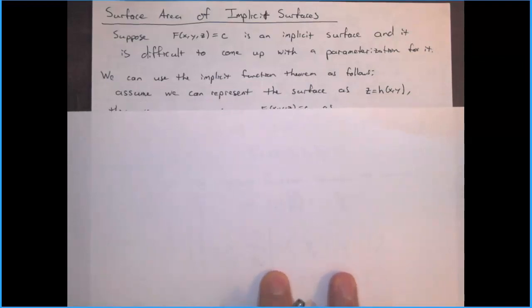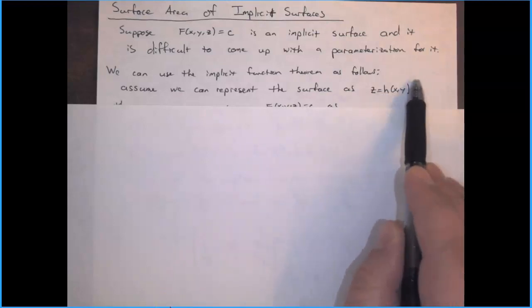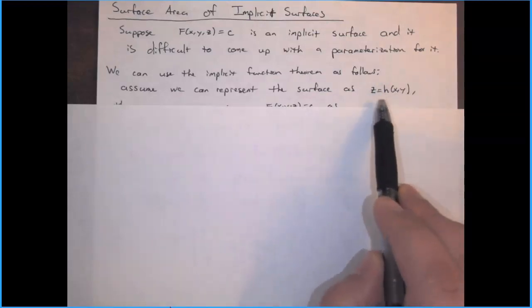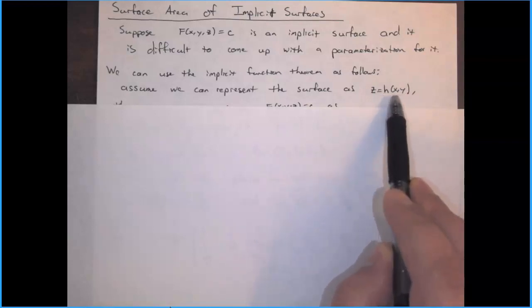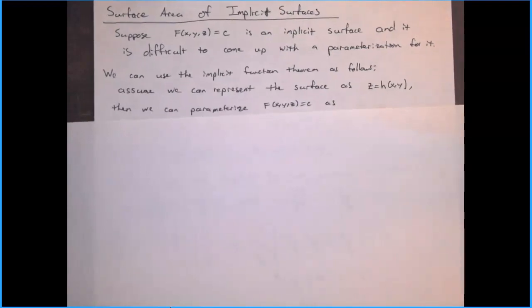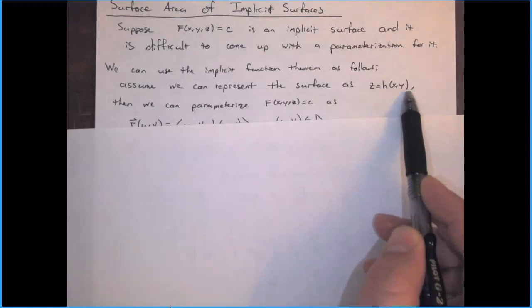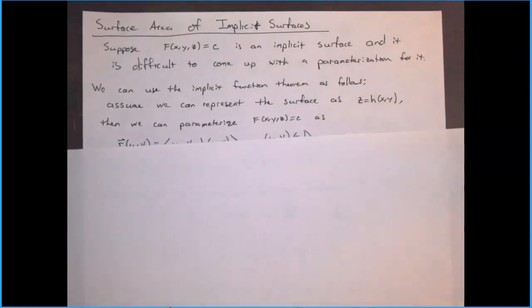What we're going to do is use the implicit function theorem and assume that we can write z as a function of x and y. Now we're never actually going to find this h function, but let's assume for the moment that we can. Okay, so then what do we do? If we have z equals a function of x and y, then we can do what we did in the very first video for this section.